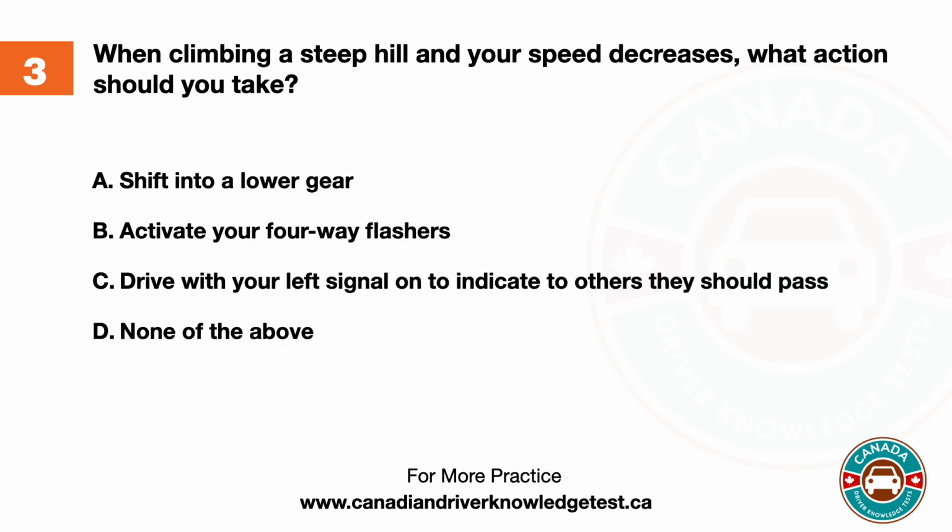Question 3. When climbing a steep hill and your speed decreases, what action should you take? A. Shift into a lower gear. B. Activate your four-way flashers. C. Drive with your left signal on to indicate to others they should pass. D. None of the above. The answer is B. Activate your four-way flashers.